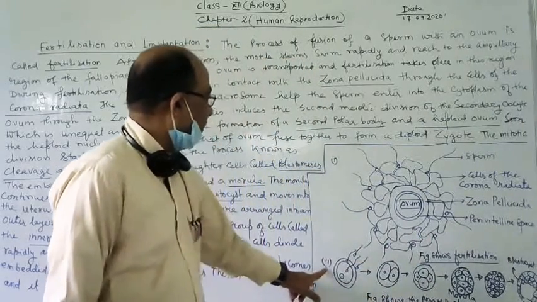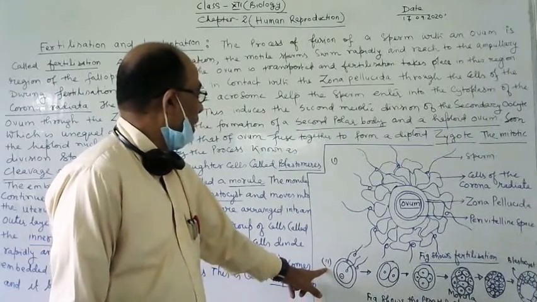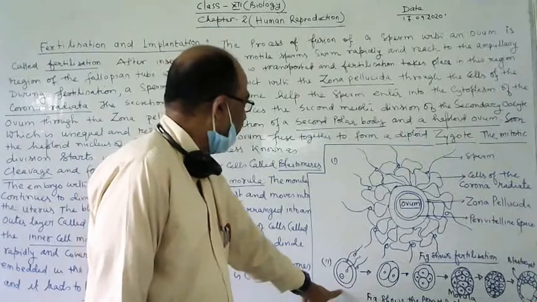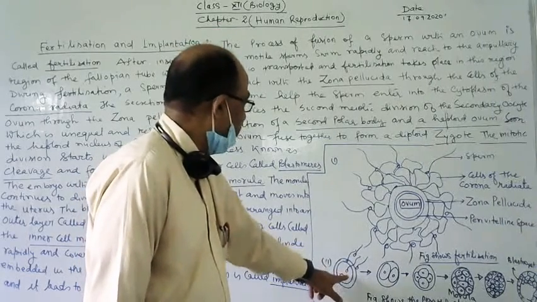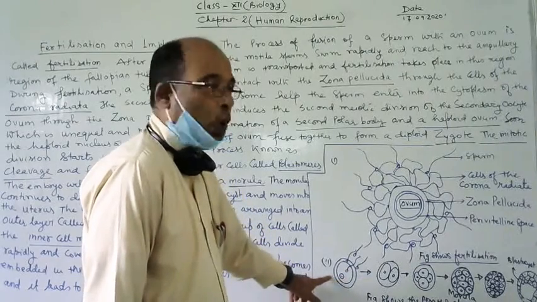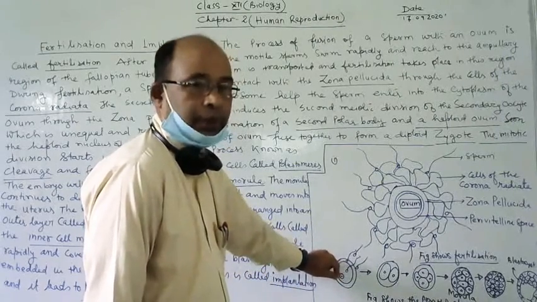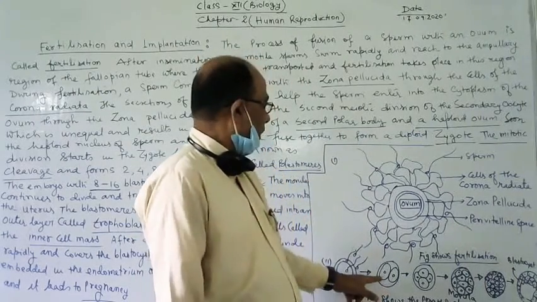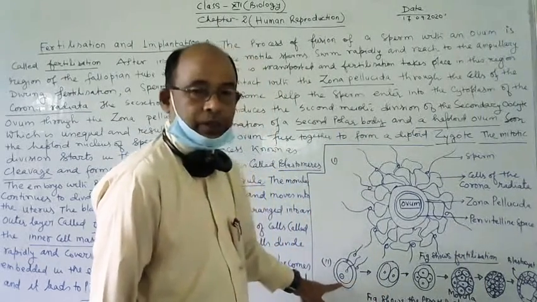And next, here you see the process of cleavage. Here the zygote is formed. The nucleus of the sperm and the nucleus of the ovum unite together to form the zygote, and then cleavage takes place. The zygote is a single cell structure.